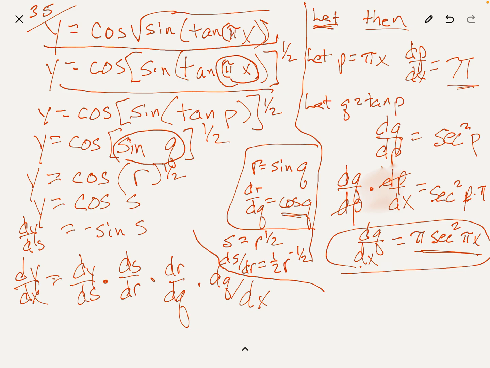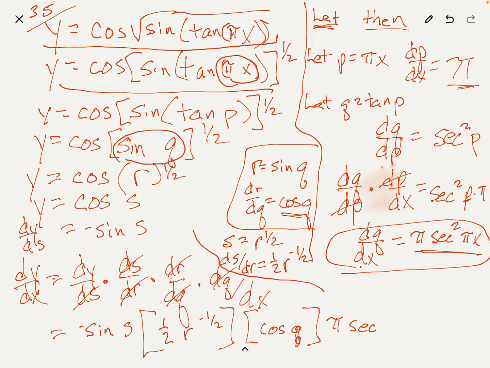I'm just being redundant here, but just to emphasize, using these derivative ratios makes it so easy to keep track of what you're doing. So the ds's cancel out, the dr's cancel out, the dq's cancel out. So you're left with dy dx if you multiply those ratios together. So it's going to be negative sine s times, what did we say, ds over dr. Well, that's 1/2 r to the negative 1/2 times dr dq, which is cosine q, excuse me, times dq dx, which is pi secant squared pi x.